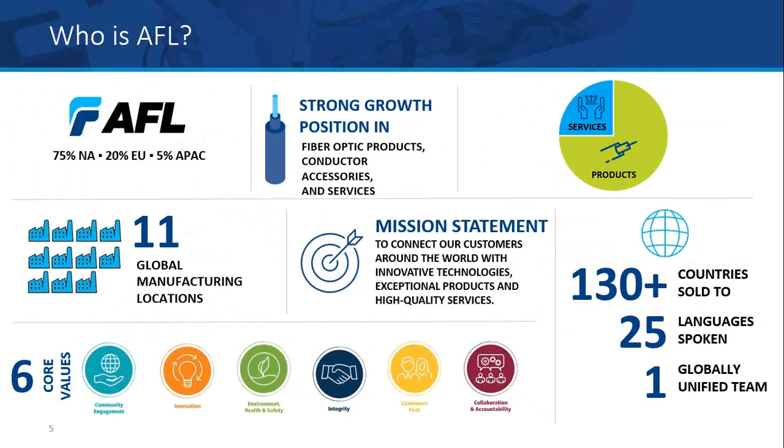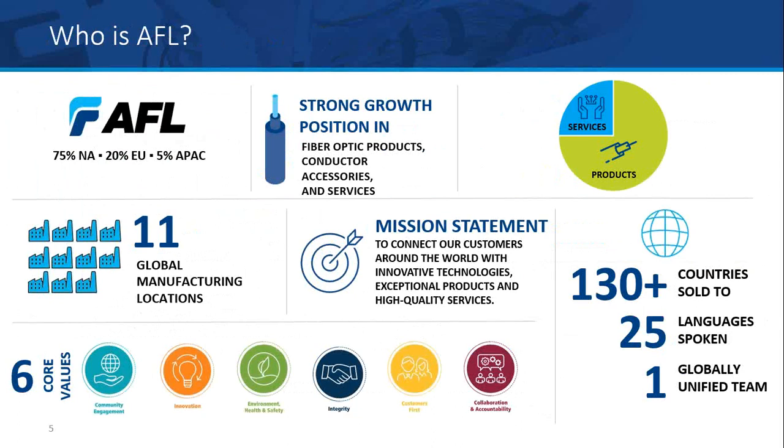For AFL, as I mentioned, we're the wholly owned subsidiary, and the name stands for American Fujikura Limited. We're primarily based in North America, but do have operations in the EU and a little bit in APAC as well. We actually have some operations in Australia, and then across Asia as well. We have 11 global manufacturing locations, making everything from conductor accessories, cable, connectivity, and terminations, all those sorts of things. Really an end-to-end type solution. So what types of products do we sell? Again, it's really everything end-to-end.